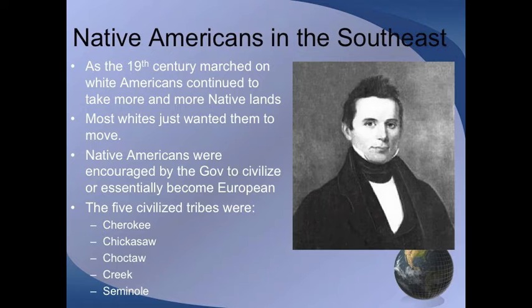The five civilized tribes of the Southeast were the Cherokee, the Chickasaw, the Choctaw, the Creek, and the Seminole. While he may not look like a Native American, the man in the picture is Elias Boudinot, one of the chiefs of the Cherokee Nation.